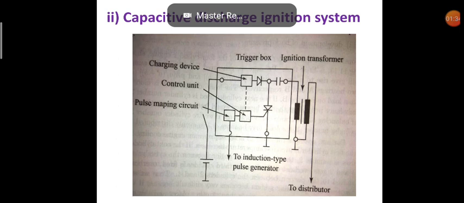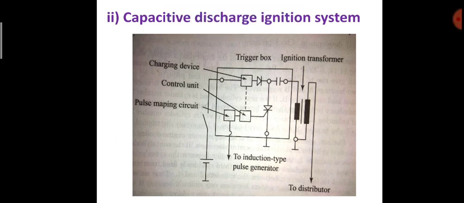Then we will discuss the second electronic ignition system, that is the capacitive discharge ignition system. The details of the capacitive discharge ignition system are shown in the figure. In this system, a capacitor is used rather than an induction coil to store ignition energy. It consists of a 6 to 12 volt battery, ignition switch, charging device, control unit, ignition transformer, etc.